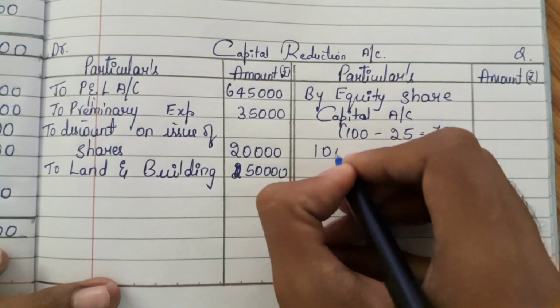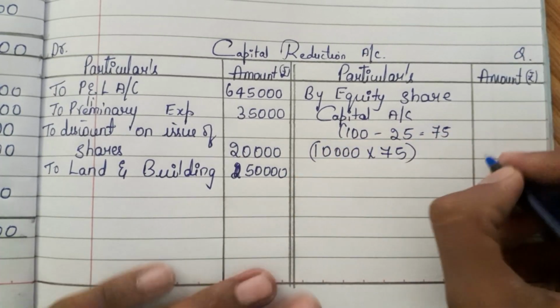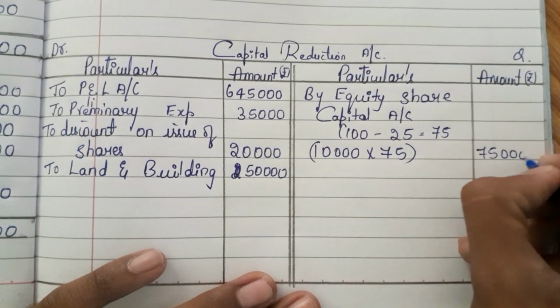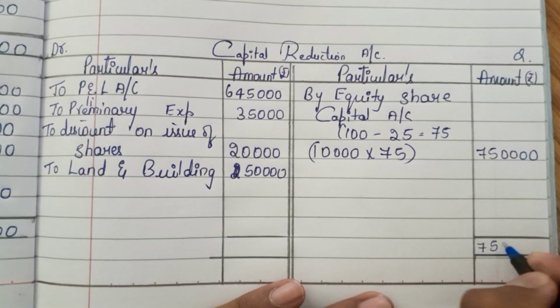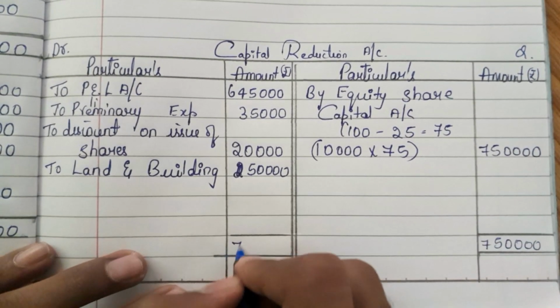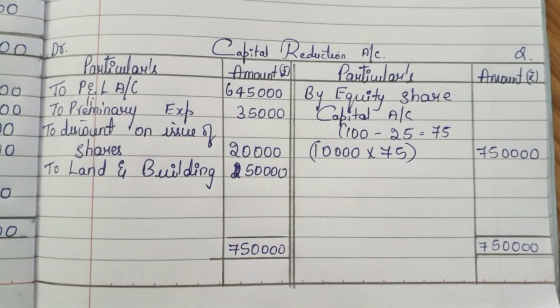So in total they have told it is 10,000 shares. 10,000 shares into 75 will be 7,50,000. So write that 7,50,000 here, and the same thing here. It will get tallied. So this is how we need to solve this problem.